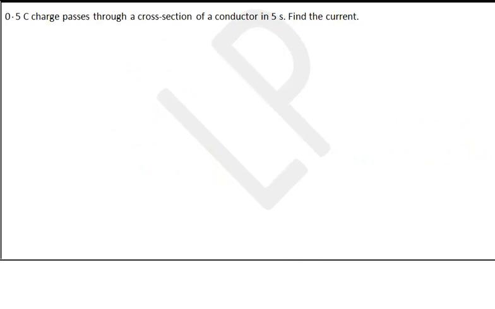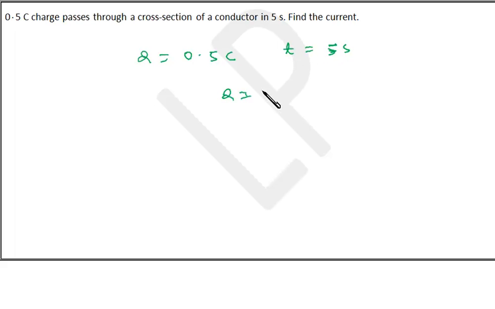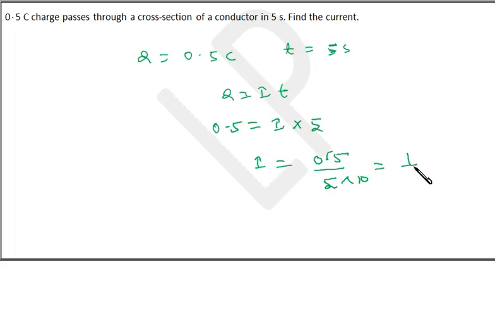Now friends, here we have to find out the current. Here charge is given to us. Q is equal to 0.5 coulomb and time is also given, that's 5 seconds. And we know that Q is equal to IT. I is the current. So 0.5 is equal to I into 5 seconds. So I will be 0.5 by 5, right? So it's 1 upon 10, or we can say 0.1 ampere is the current that is flowing through this conductor.